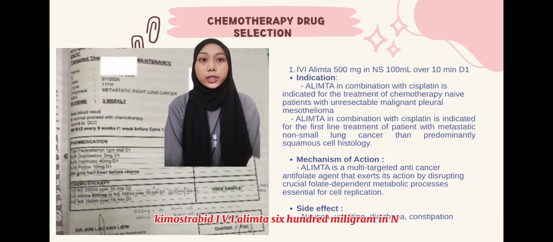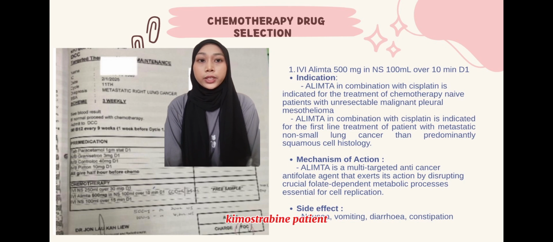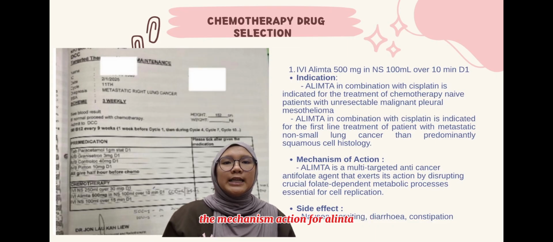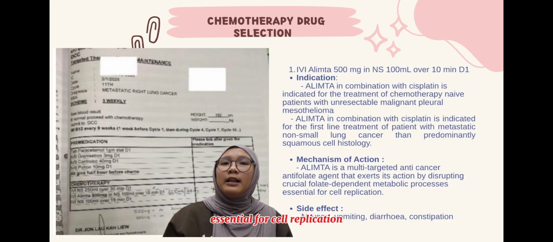Chemotherapy drug, IVI Alimta 600 mg in NS 100 ml over 10 minutes D1. Indication: Alimta in combination with cisplatin is indicated for the treatment of chemotherapy-naive patients with unresectable malignant pleural mesothelioma. Second, Alimta in combination with cisplatin is indicated for the first-line treatment of patients with metastatic non-small cell lung cancer, other than predominantly squamous cell histology. The mechanism of action for Alimta is a multi-targeted anti-cancer anti-folate agent that exerts its action by disrupting crucial folate-dependent metabolic processes essential for cell replication.